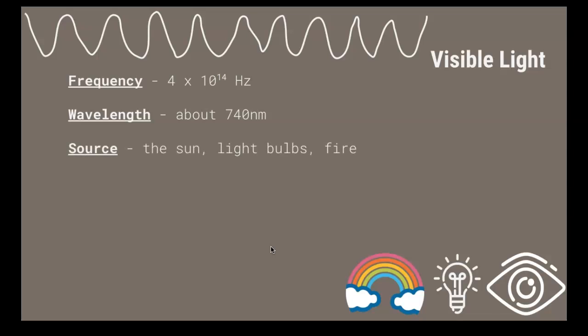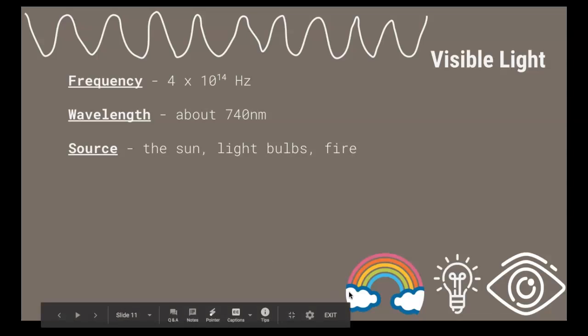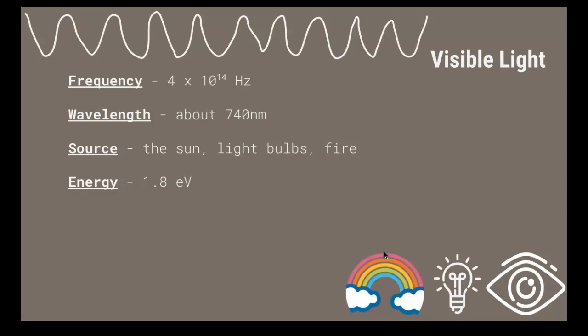The source: lots of things create light, like the sun or different types of light bulbs. Fire, any sort of reaction that gives off light we can see. And remember that visible light, if we're looking at white light, is actually made up of all of the different colors, and each color has a specific wavelength. So I said about 740 nanometers, but every color would actually have its own separate wavelength that we could write down. Energy, again, is kind of smack dab in the middle, not super high, 1.8. It's kind of right in the middle.